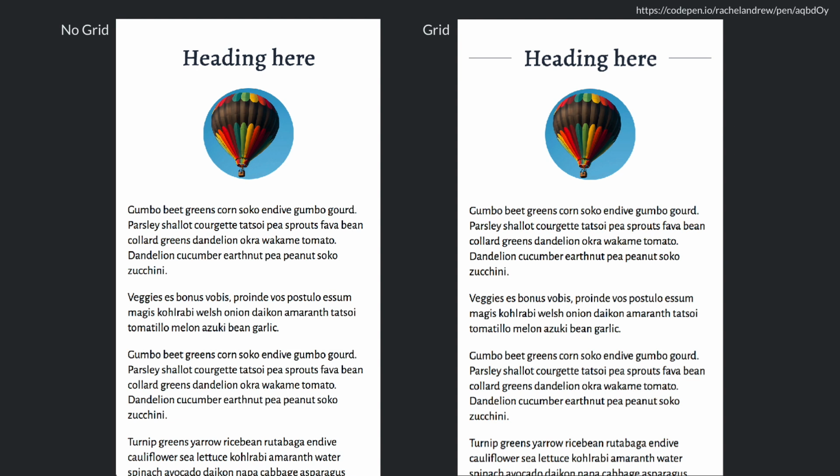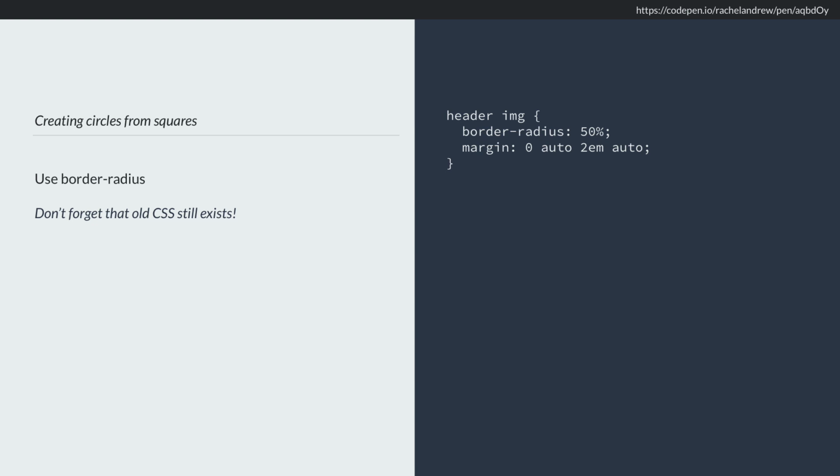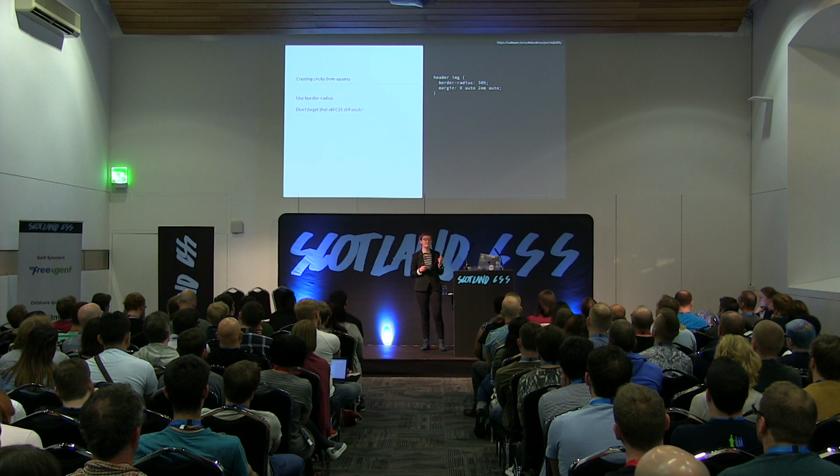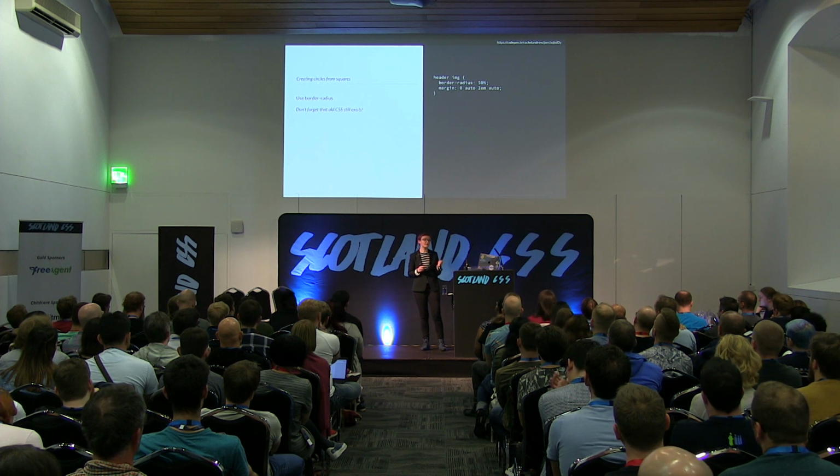Oh, and the image there, that's nothing fancy. It's just a square image I turned into a circle using border radius. Pretty much everything supports border radius, which does point out that you shouldn't forget that older CSS still exists. I have a lot of questions from people who are essentially trying to re-implement floats in grid layout. If you need a float, I would suggest using a float. It's still valid. It still exists for what it's designed for.